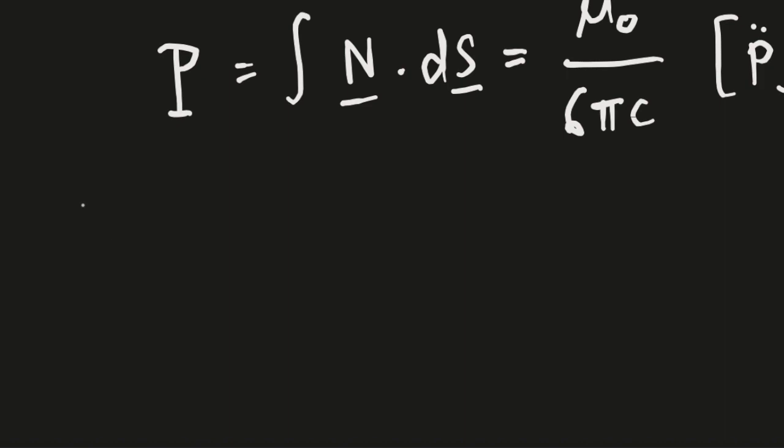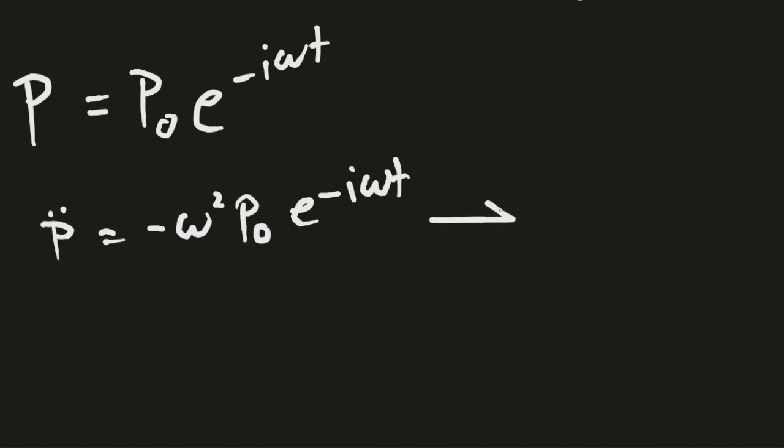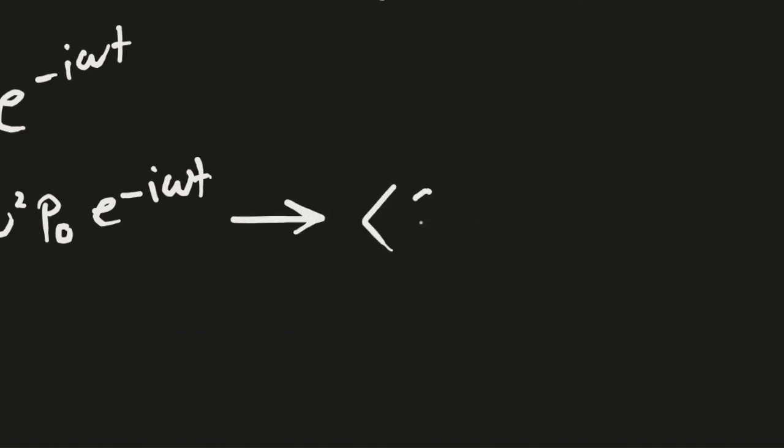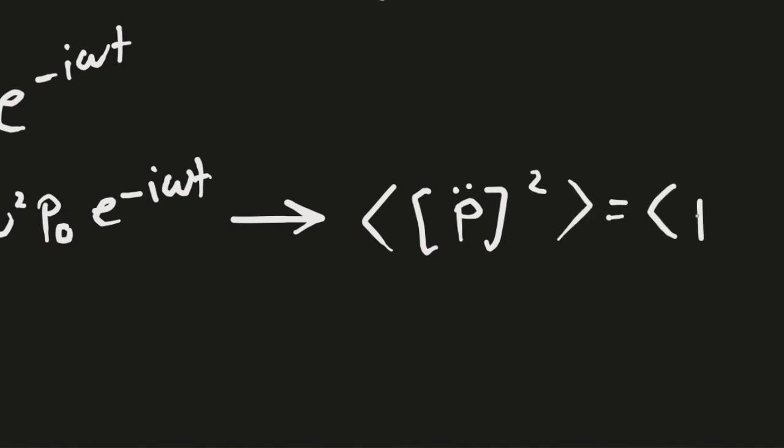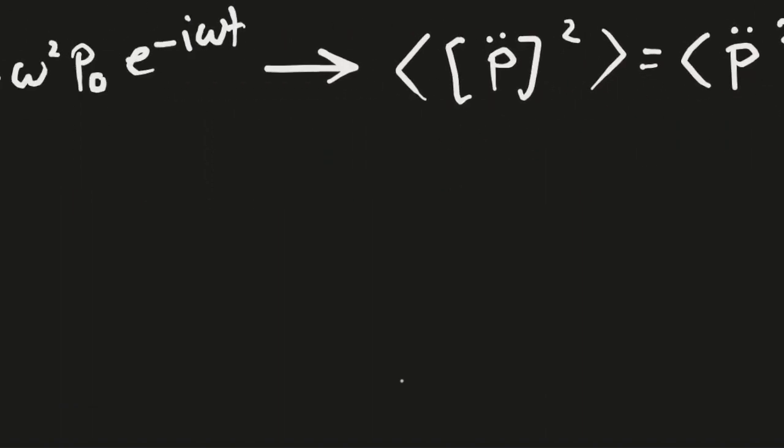So for example, if I take my dipole moment to be of this oscillating form, then p double dot would be negative omega squared p naught e to the negative i omega t. And this tells us that the average of this term is also the same as the average of the non-retarded term, which is this, something that depends on the frequency as omega to the 4.